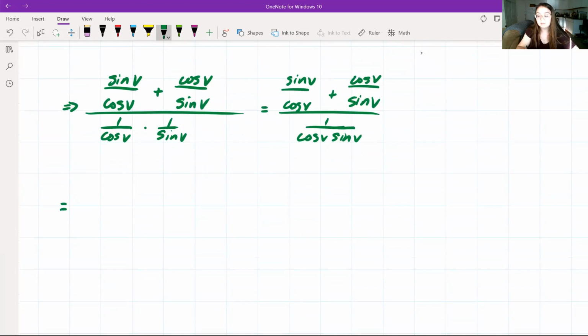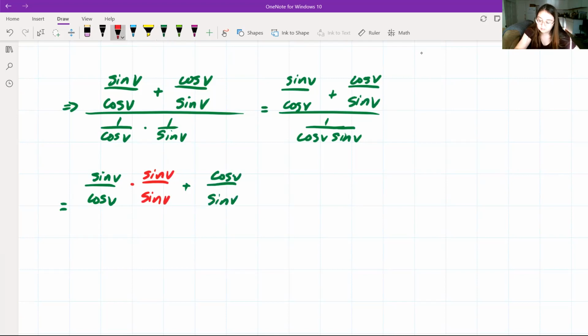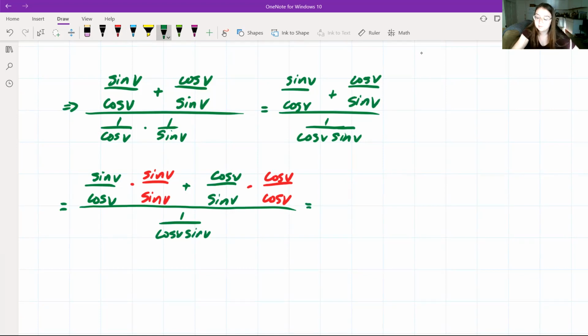So in our numerator, for sine v over cosine v, we're going to multiply by sine v over sine v. So we have sine of v over cosine of v, and we're multiplying by the denominator of our other fraction over itself, so sine of v over sine of v. Plus, then we're going to have cosine v over sine of v times cosine of v over cosine of v. And this is still all going to be over 1 over cosine of v sine of v. Lots of fractions going on here.